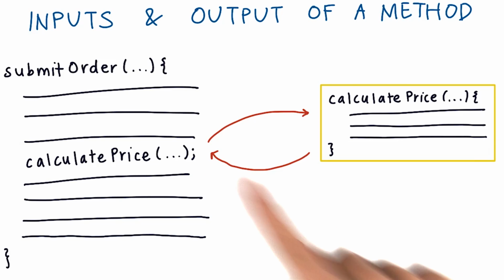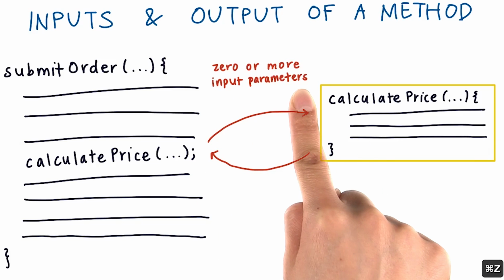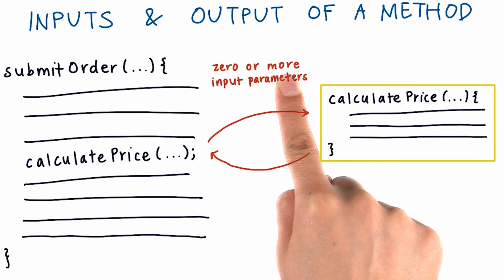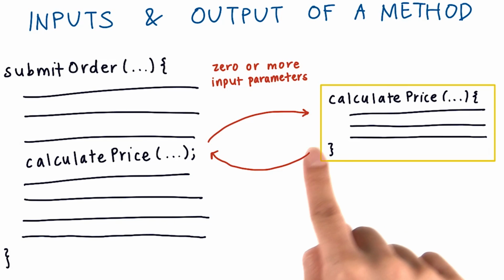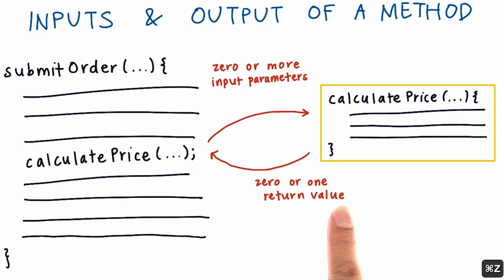In Java, we call the inputs to a method input parameters, and we can have 0 or more input parameters. In Java, we call the output a return value, and we can have 0 or 1 return value.